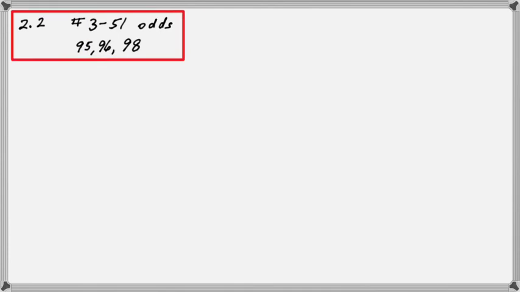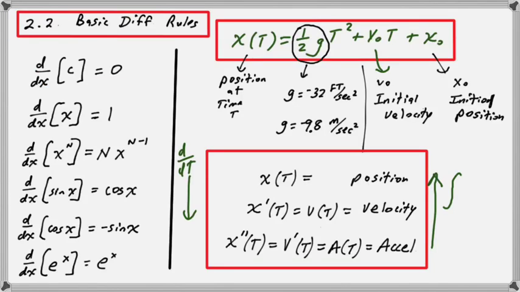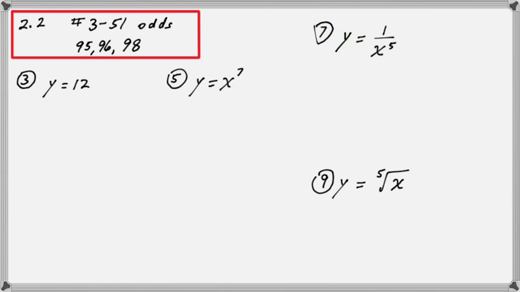Okay, in section 2.2, the assignment is going to be 3 to 51 odds, 95, 96, and 98. So this will be the assignment. I gave you some rules and some explanation. Here's the assignment, and here we go.